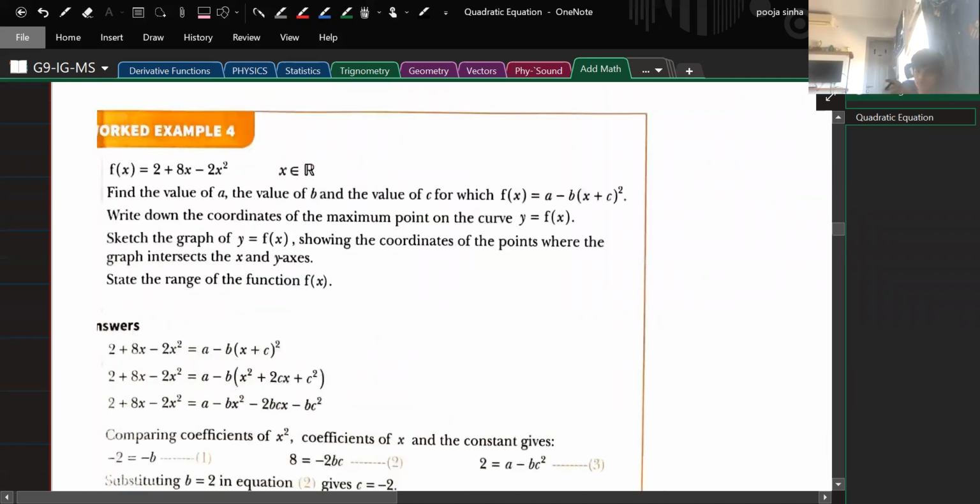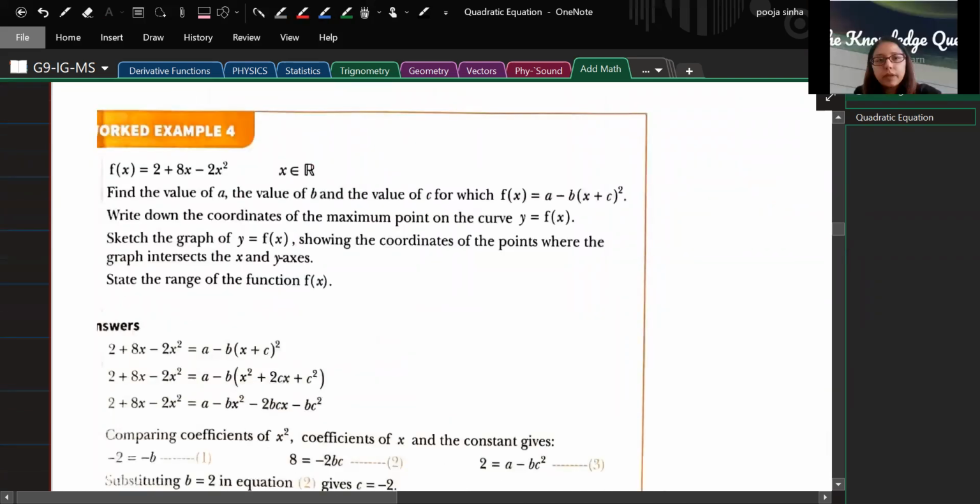Okay. Now here it is going to ask you everything that we have learned. It says 2 plus this. Now he has turned this whole equation upside down, okay? So there is nothing to be scared about. It's the same.